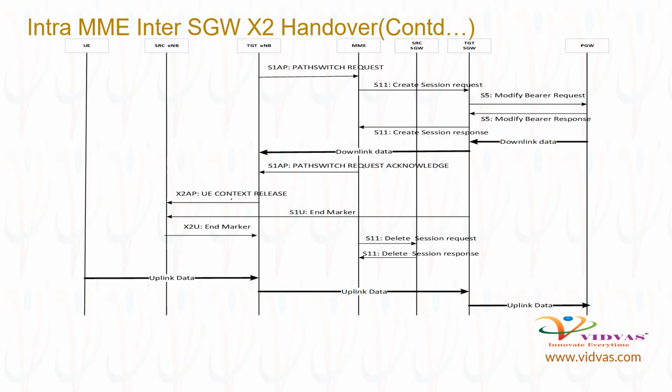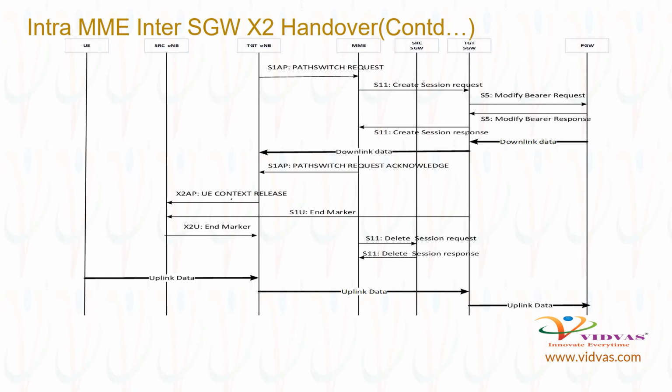Target ENB sends S1 AP path switch request to MME, with target ENB FTE ID. In this scenario, SGW is changed as target ENB is served by different SGW. MME sends S11 create session request to target SGW. Create session request would have target ENB FTE ID for downlink path, also source ENB FTE ID. Source ENB FTE ID here would be used to send S1 U end marker.